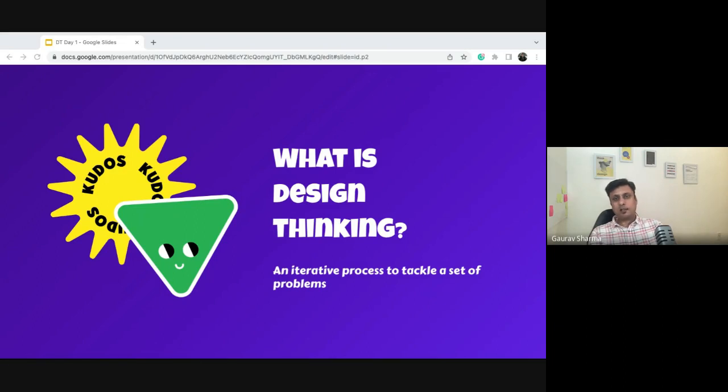popularized by the Institute of Design at Stanford, which is popularly known as the D-School, and widely used to tackle problems from business to manufacturing to education. Design thinking is a creative problem-solving process that focuses on understanding the needs of the user, rapidly testing, iterating, validating, and then bringing about the inner creative genius within the teams.